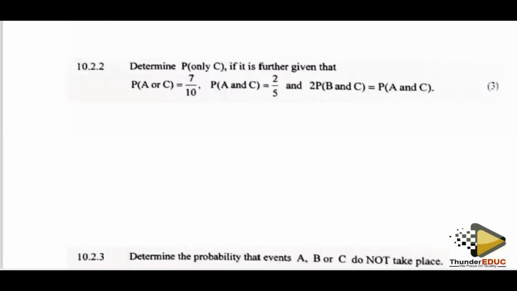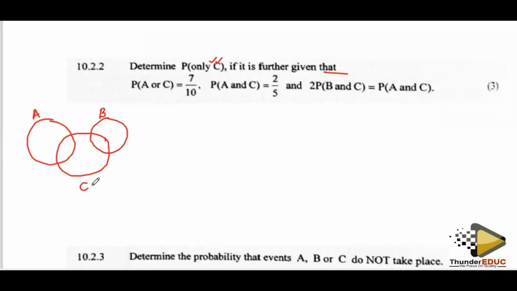Then 10.2.2, they want us to determine the probability of C only. If it's further given, the probability of A or C is that, and all of that. So if I assume to be having a Venn diagram, okay, let me call this A. Remember, B and A are not meeting, so I'll just leave it there. And I'm having C that is meeting all of them. Since we have A and C, then we also have B and C.